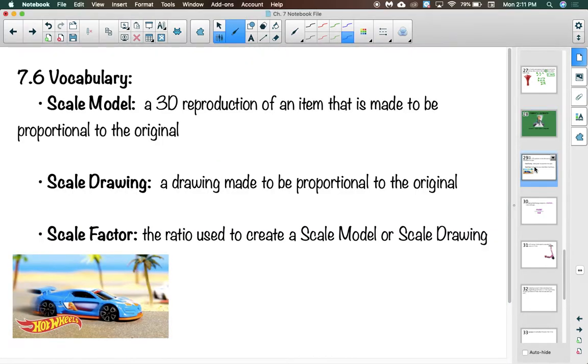Let's get started with some vocab. First is a scale model. A scale model is a 3D reproduction of an item that is made to be proportional to the original. So the big idea behind a scale model is that it's 3D. You can hold it in your hand, or it has that third dimension to it.